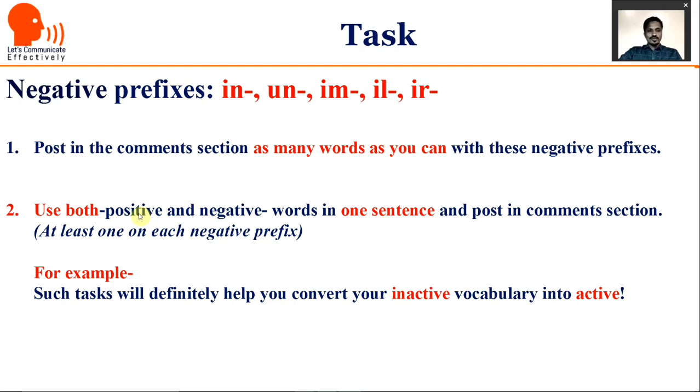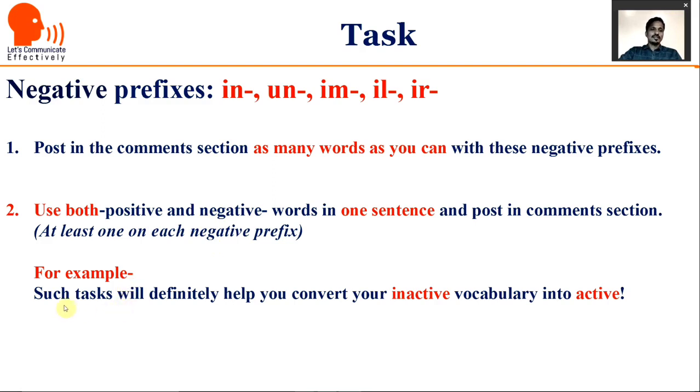The second task is very interesting. You have to use both positive and negative words in one sentence and post in the comment section. So at least one on each negative prefix you have to post. That is, you have to find a word and use positive and negative with the help of those negative prefixes, and you have to use both the words in one sentence. I have given one example here.